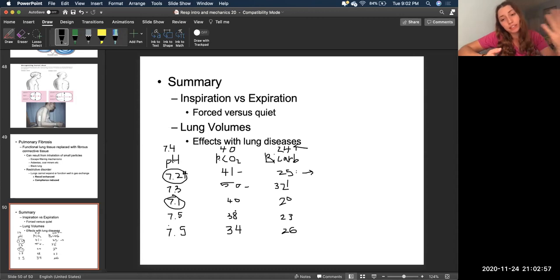I mean, it's getting lower to compensate, because it's already basic, and the CO2 is making it more basic. It's just compensating for it. But it's respiratory because it's dealing with CO2. CO2 is the problem.